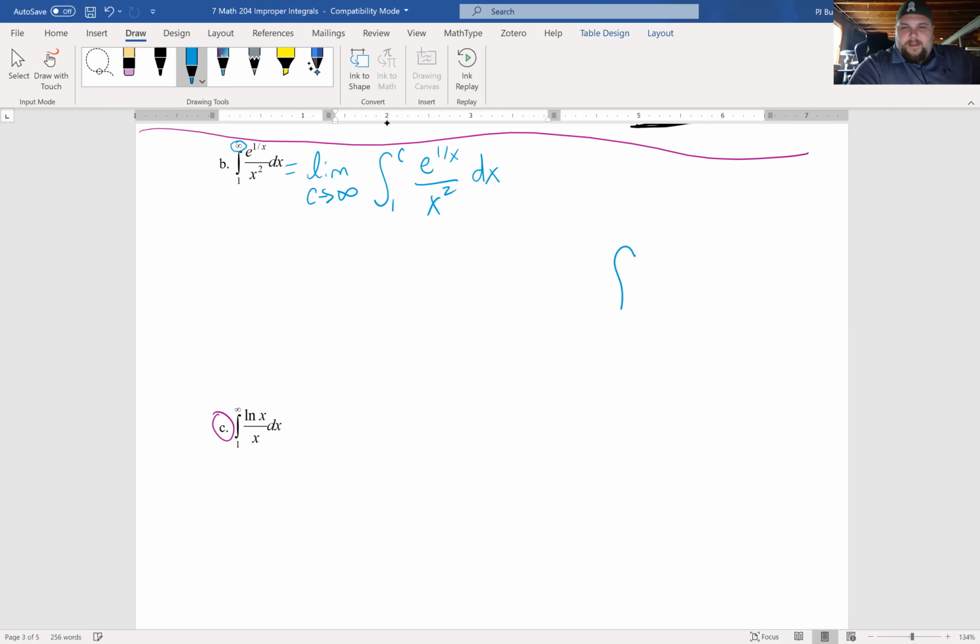So how would I solve this integral? Any ideas? By parts. I think we could, but I don't think we need to. Use substitution for u equals 1 over x. Okay, so let's let u equal 1 over x. What's that make du?